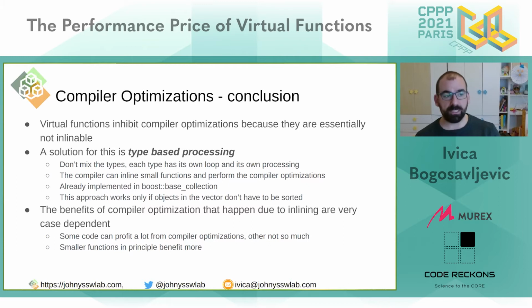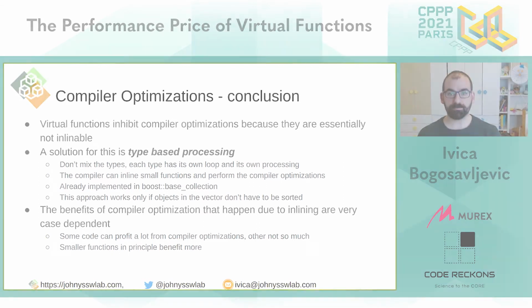Now you might ask yourself, is it worth it to do something like this? The problem is that the benefit of compiler optimizations that happen because of inlining is really case dependent. Some code can profit a lot from compiler optimizations, other code almost not at all. In principle, smaller functions benefit more, but not necessarily. So it's all case dependent.